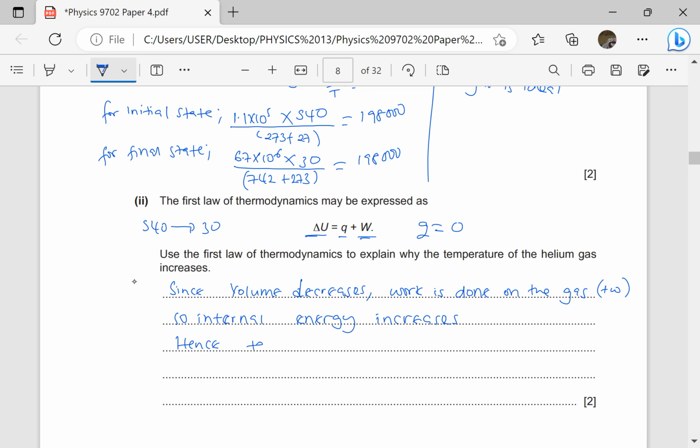Hence temperature increases. As simple as that. Remember, change in internal energy is directly proportional to the kinetic energy of the molecules, which is directly proportional to the average kinetic energy of molecules, and the average kinetic energy of molecules is directly proportional to temperature, or it is actually the temperature for an ideal gas.